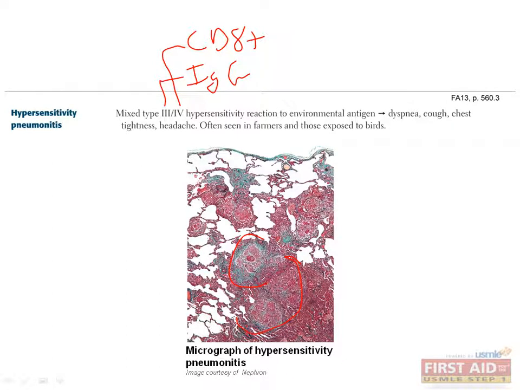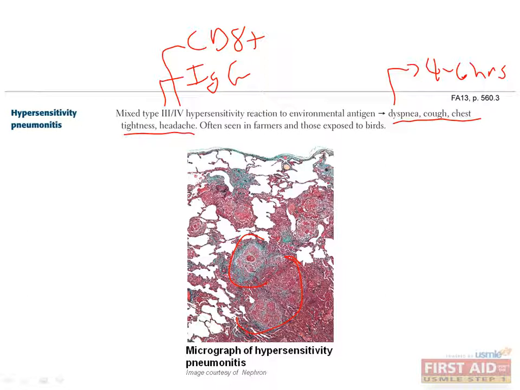Symptoms usually show up 4 to 6 hours after exposure, and you get dyspnea, cough, chest tightness, headache, and a fever. You can also see bibasilar dry rales and decreased diffusion capacity, or DLCO. If you get the chest x-ray, it may look a bit like atypical pneumonia or interstitial lung disease.